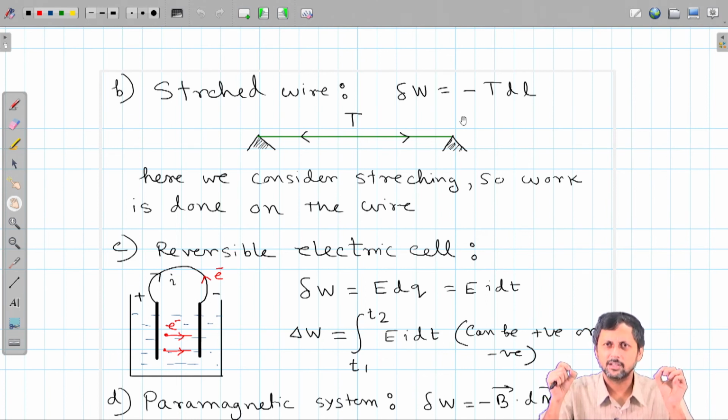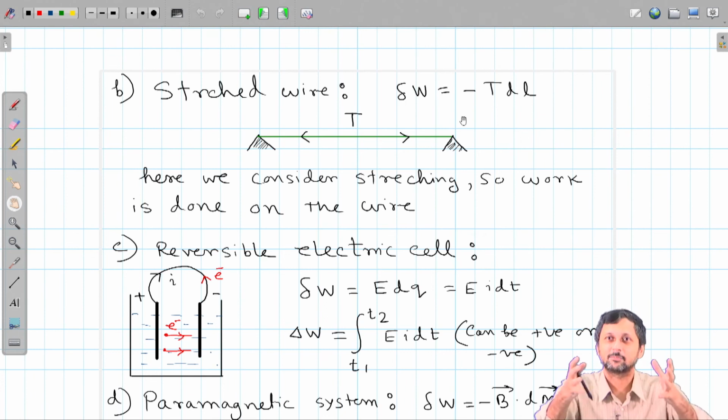So, the work done dW is given by minus TdL, because we are stretching it. We really cannot compress a wire. That is why this always comes with a negative sign, because work is done on the system. What I mean, once again, for a gas assembly, when I am compressing the gas, I am working on the system. So that is why it is a negative quantity, that work done is negative.